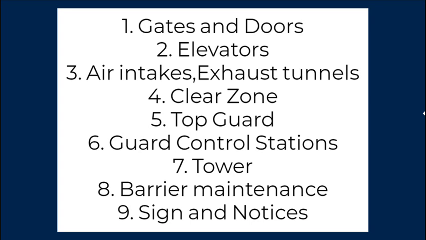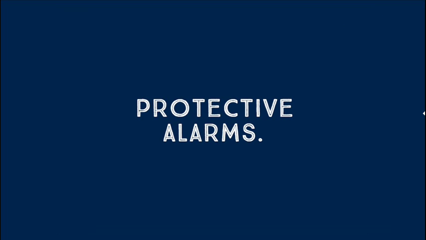Types of perimeter barrier opening. 1. Gates and doors. 2. Elevators. 3. Air intakes, exhaust tunnels. 4. Clear zone. 5. Top guard. 6. Guard control stations. 7. Tower. 8. Barrier maintenance. 9. Signs and notices.